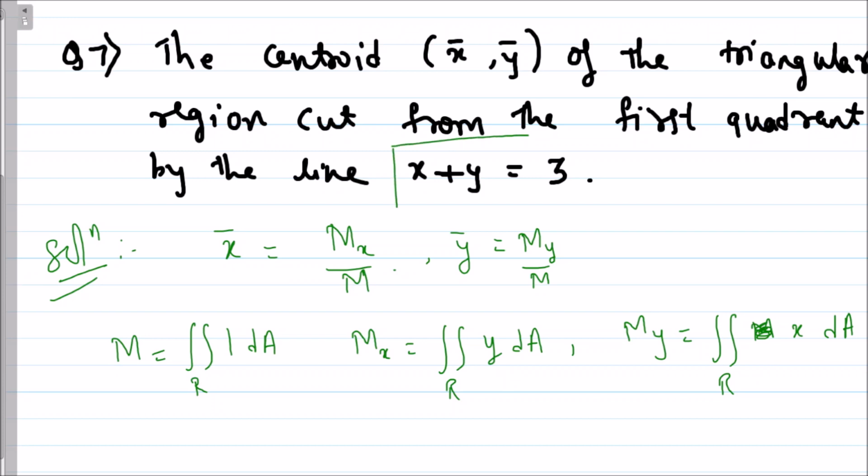Now let us try to sketch the figure. It is in the first quadrant and x plus y equal to 3. So this is nothing but a straight slant line over here, which is passing through 3 and 3. So this is the triangle.